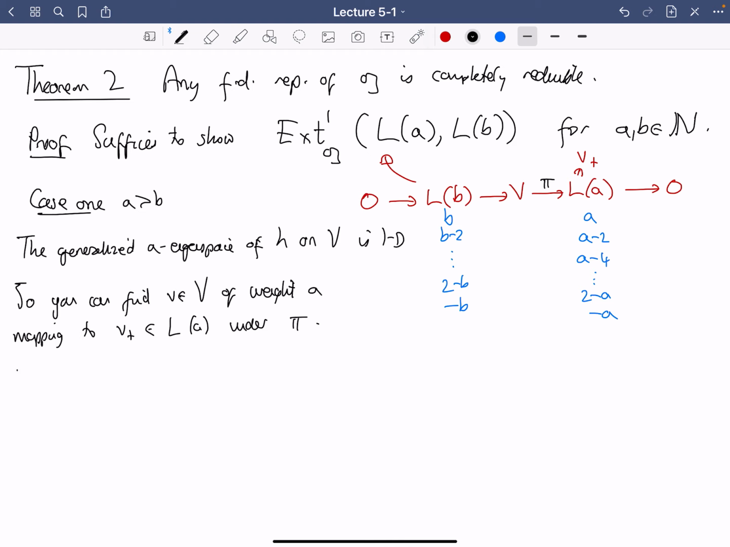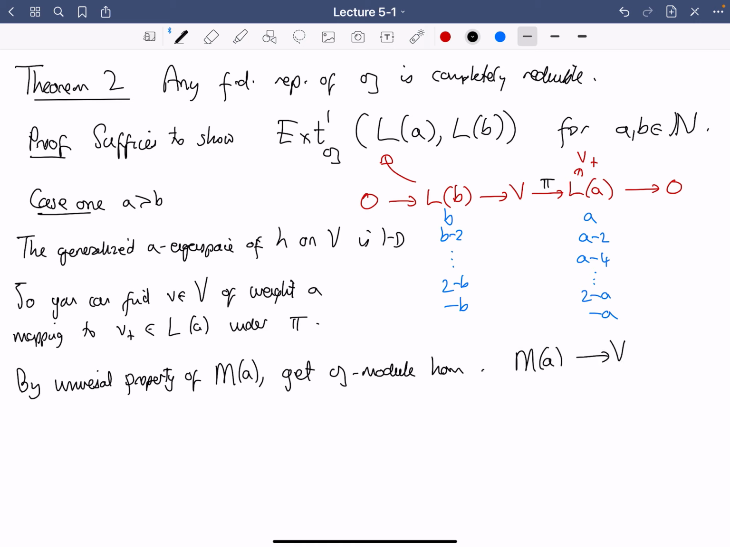Then by the universal property, that adjointness argument that I just used, that's called the universal property of the Verma module, M of A, you get a G module homomorphism from the Verma module to V, sending its V plus to V. You see this.